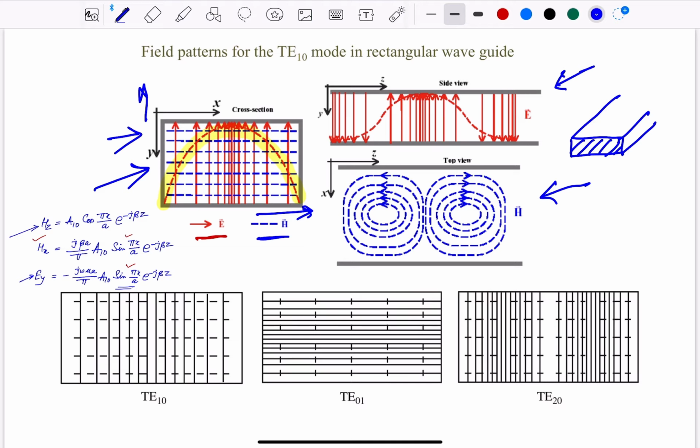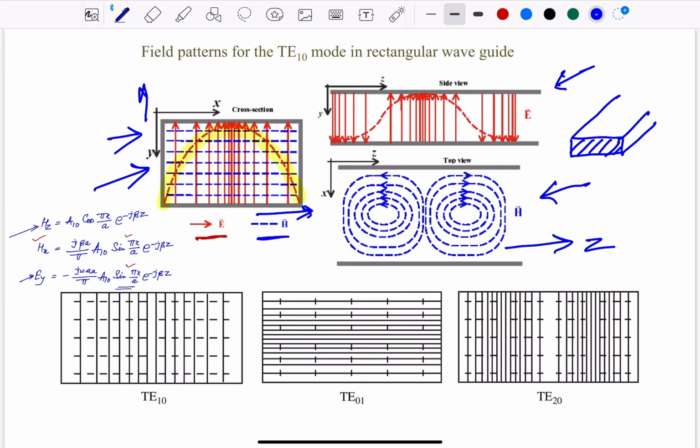Now talking about the magnetic field, if you see on the top, on the xz plane you will find the loop like that, and the wave is propagating in the z direction. Hopefully these functions are clear to you.